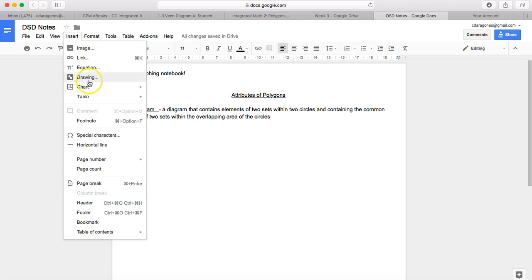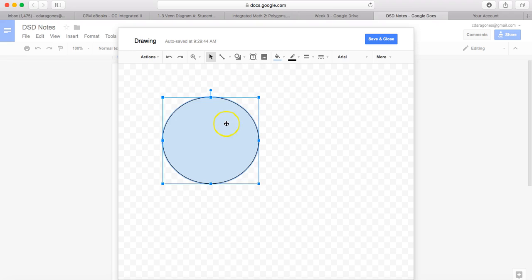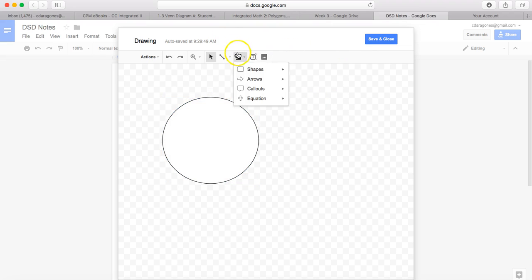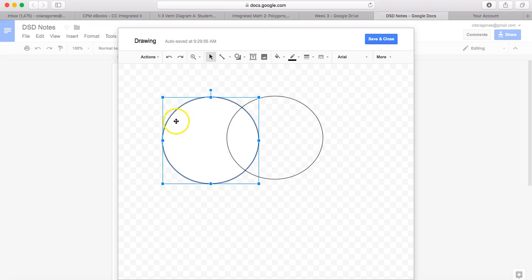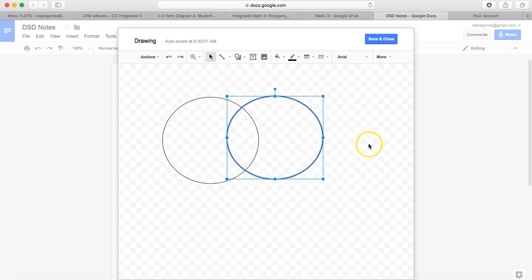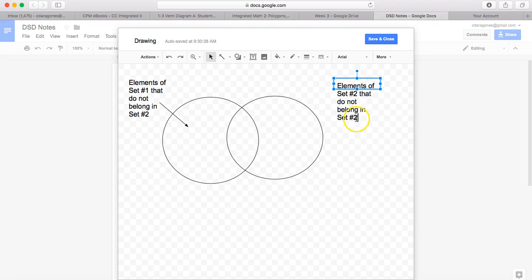So essentially what it looks like is you've got two circles. Transparent. And this part inside where they overlap, I'm going to draw a little arrow here. This circle contains one set of the elements. So, elements of set number 1 that do not belong in set number 2. And then this one right here is elements of set number 2 that do not belong in set number 1.